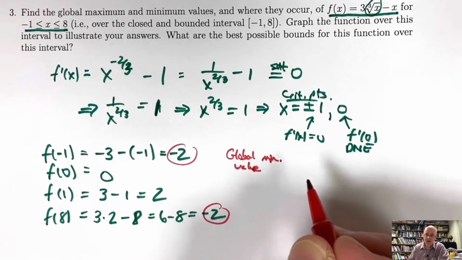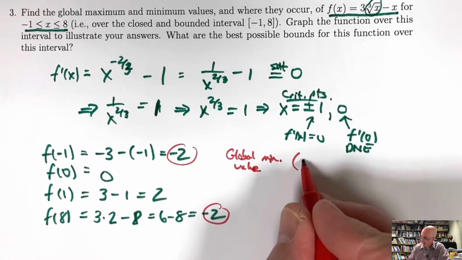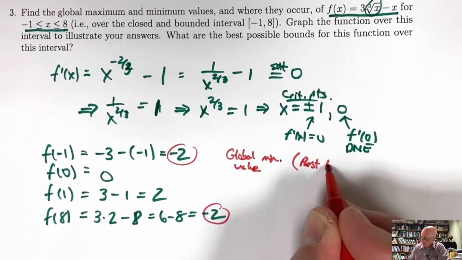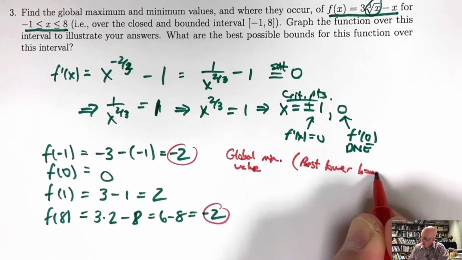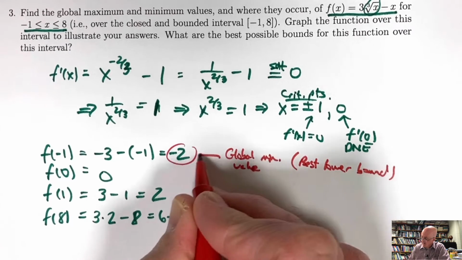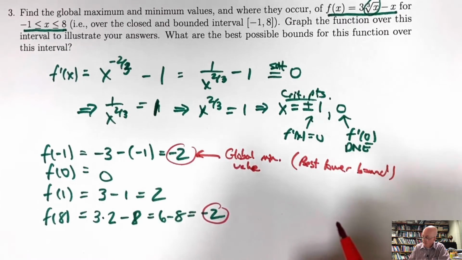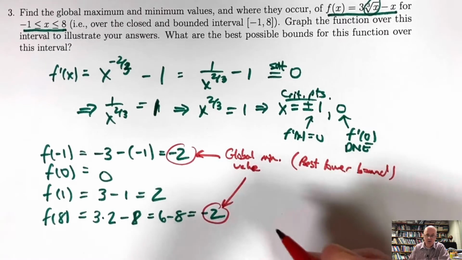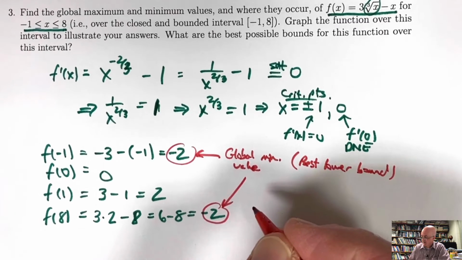Also best lower bound. Best lower bound. But it occurs at 2 values of x. The left endpoint, which also happens to be a critical point, and the right endpoint, which does not happen to be a critical point. The global min value, that's the global min value.